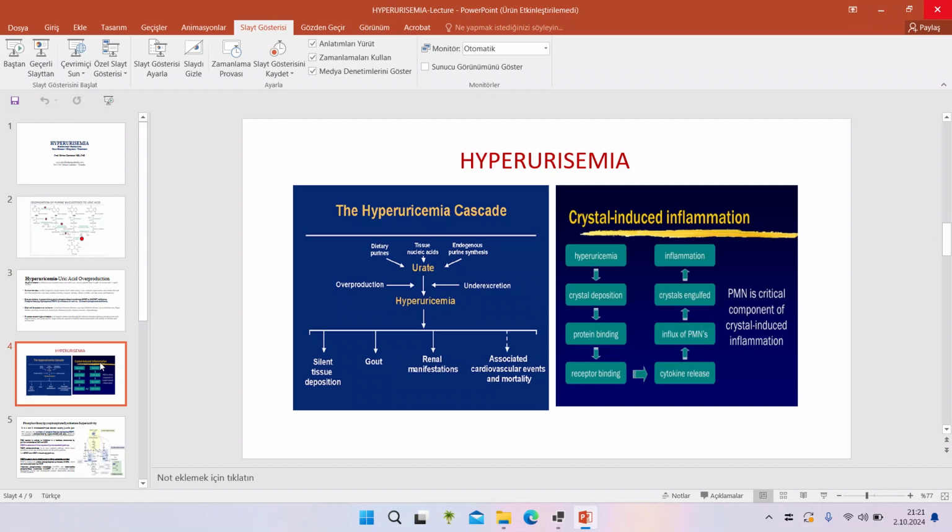When you look at that picture, we can describe the cascade of hyperuricemia. The increase in uric acid in the blood causes it to precipitate in the tissue in the form of urate crystals. Urate crystals lead to inflammation and trigger inflammation via neutrophils.